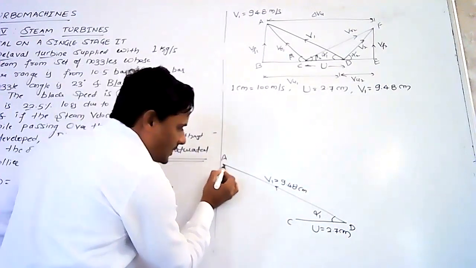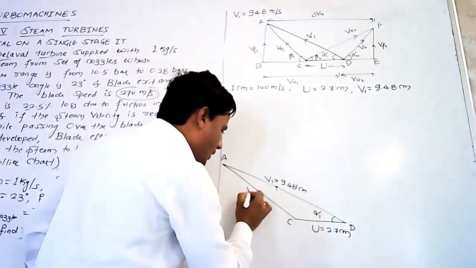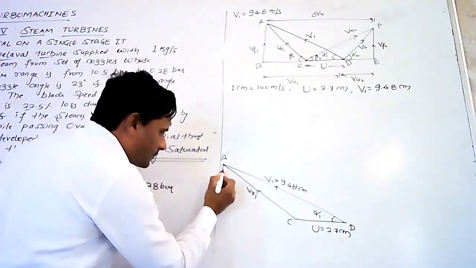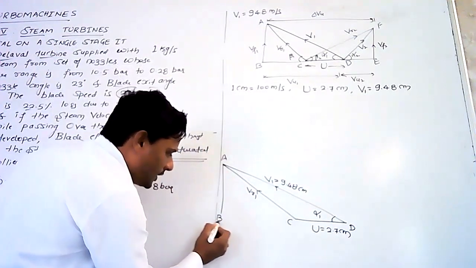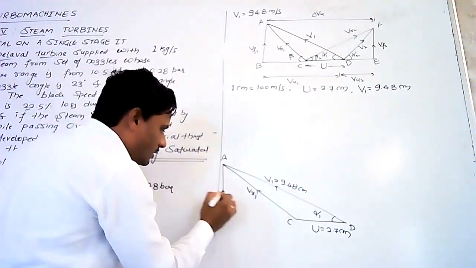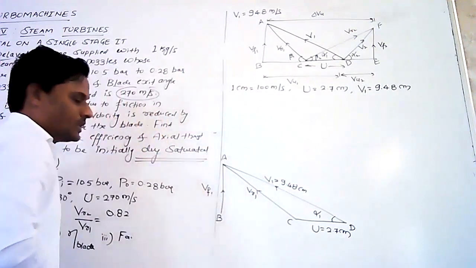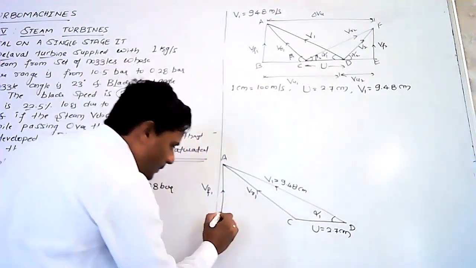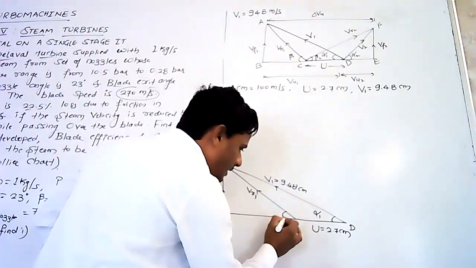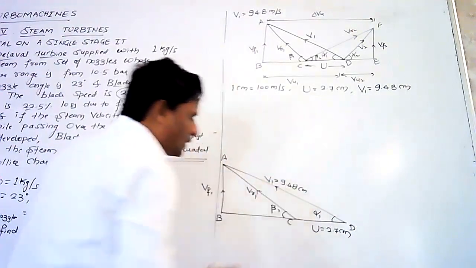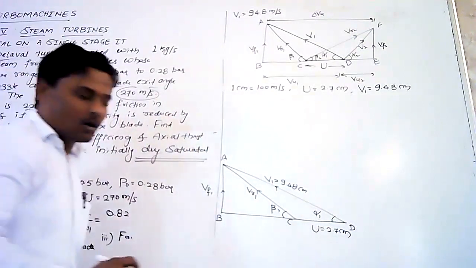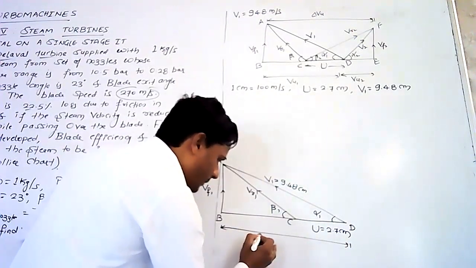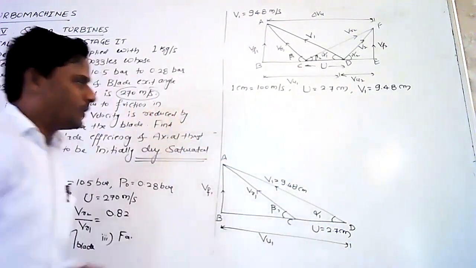Now join AC here. This is VR1. Now from point A, drop a vertical line up to the point B here. VF1 is the flow velocity component or vertical velocity component for absolute velocity V1. Now join BC here, and this is the angle beta 1. Now this complete vector gives you the value of VU1, the tangential velocity component VU1.